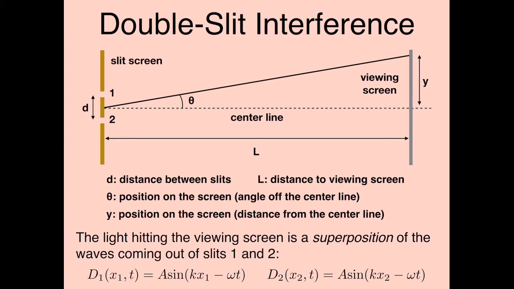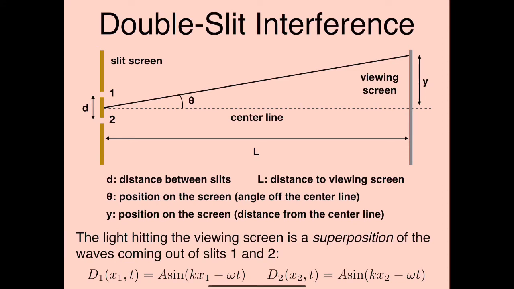So here's the basic setup. We have the slit screen, where we have two very narrow slits. We'll label them 1 and 2. And the distance between those two slits is what I'll call D. Then we have the viewing screen over here. The horizontal distance between the slit screen and the viewing screen is going to be L.